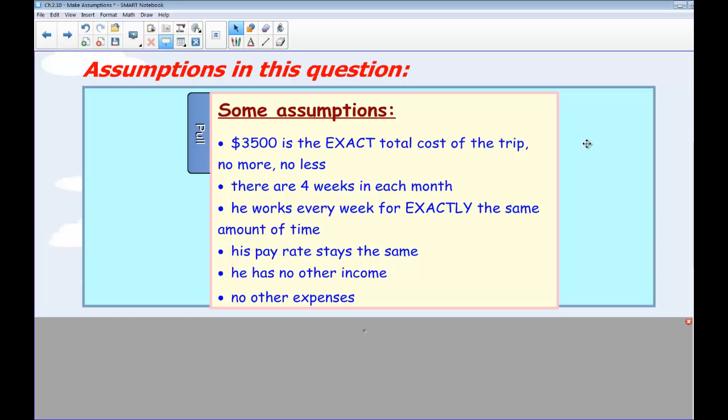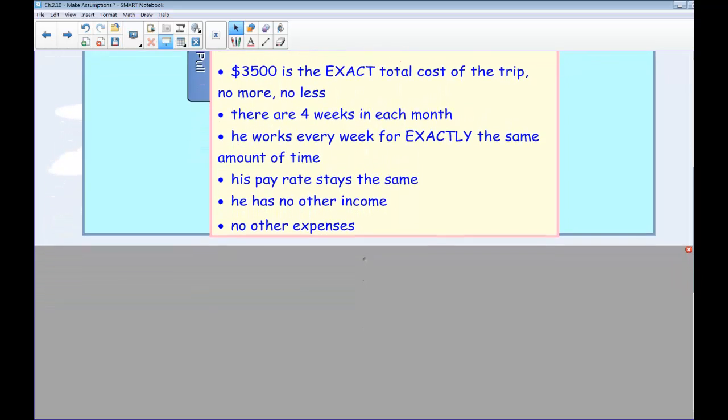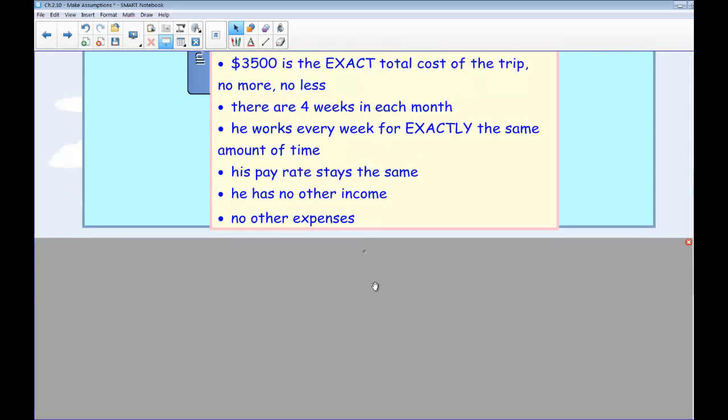We're also going to assume that he gets paid exactly the same through the entire 8 months that he's going to be saving money for. So that way our calculations will be based strictly on one particular rate. We're also going to assume that he has no other income, no other job, so in other words his income isn't going to increase at all to supplement that $3,500 trip cost, and also that he has no other expenses, so we don't need to assume that we're going to be taking away any kind of money or anything like that. So when we get to our calculations, then we're going to use these assumptions to help us with our calculations.